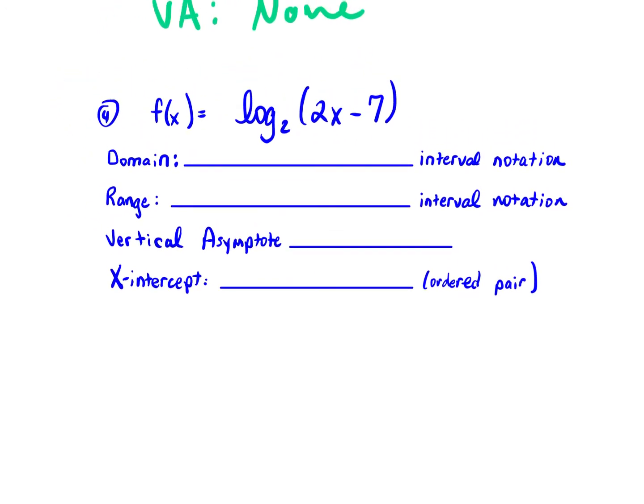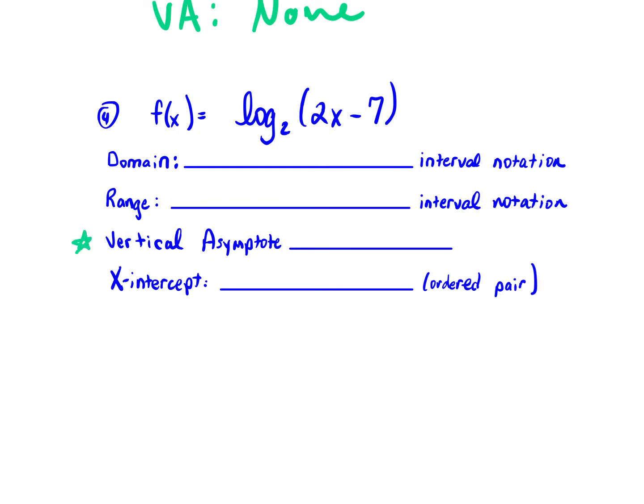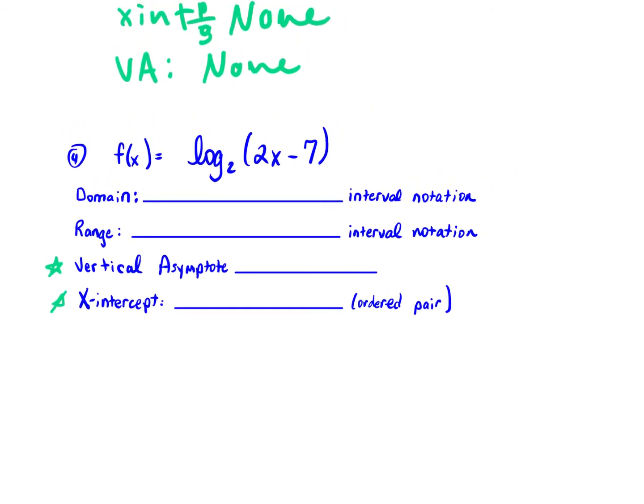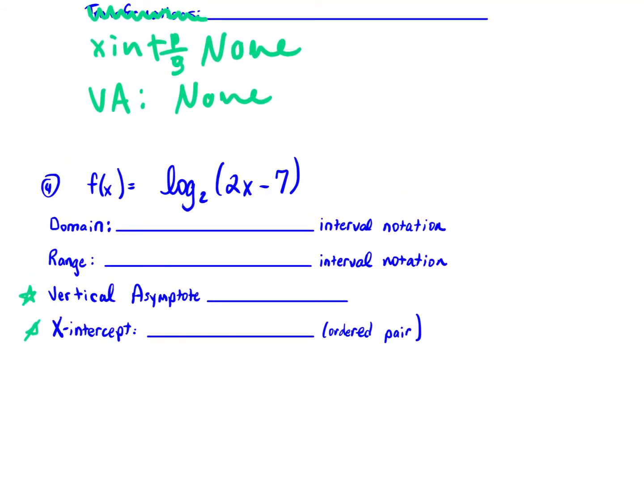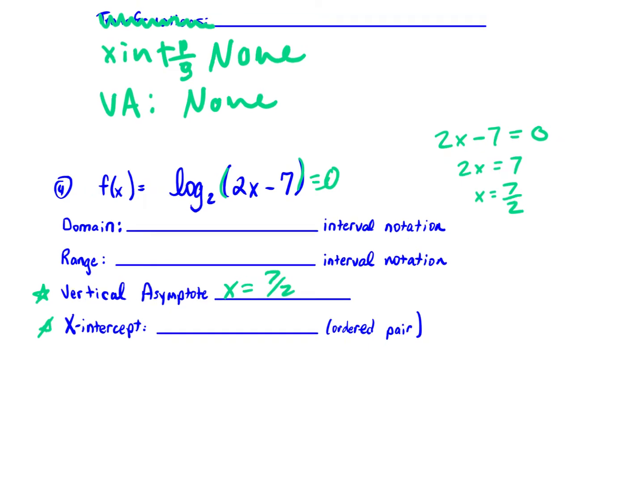So in graphing logs, the first thing I want to do is find my vertical asymptote and my x-intercept, because that'll give me my vertical asymptote, that dotted line. My x-intercept is a point. So I'm going to do the vertical asymptote first. How do I find my vertical asymptote? Set the parentheses equal to 0. So I have 2x minus 7 is equal to 0. Add 7 to both sides, divide by 2, x is equal to 7 over 2. So my vertical asymptote is x is equal to 7 over 2.